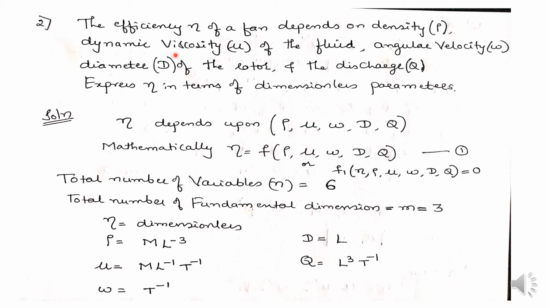Let me read the problem. The efficiency of a fan depends on density rho, dynamic viscosity mu of the fluid, angular velocity omega, diameter d of the rotor, and the discharge q. Express efficiency in terms of dimensionless parameters.